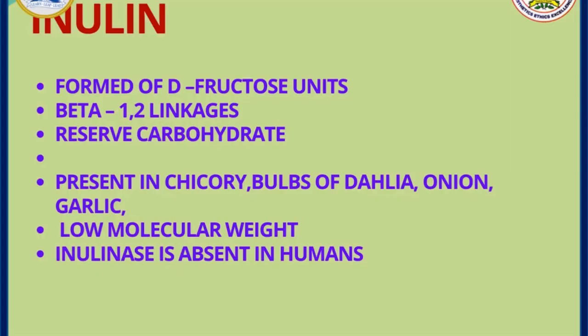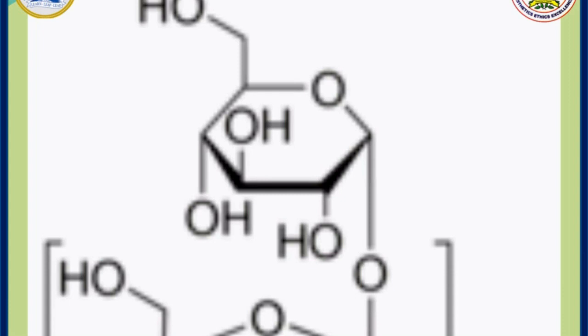Inulin is a homopolysaccharide of fructose, that is, it is a fructan which is present in chicory, bulb of dahlia, onion and garlic, and it is a low molecular weight polysaccharide. As inulinase is absent in humans, we cannot digest inulin, and it is formed of beta 1,2 linkages. Here we can see the structure of inulin where the fructose molecules are linked by beta 1,2 linkages.